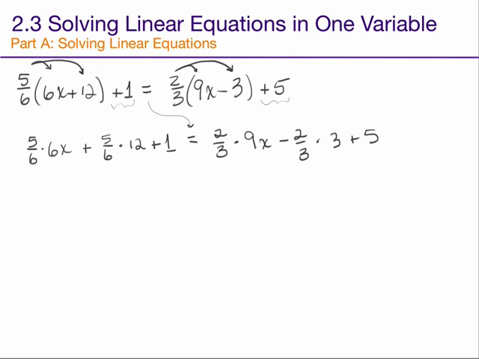Going back through this problem, I can see I have a multiplication here, an addition, multiplication, addition, this is my equals sign, multiplication, subtraction, multiplication, and addition. So I'll need to do these multiplications first, from left to right, on each side of the equation. Then I'll come back and do the addition and subtraction.